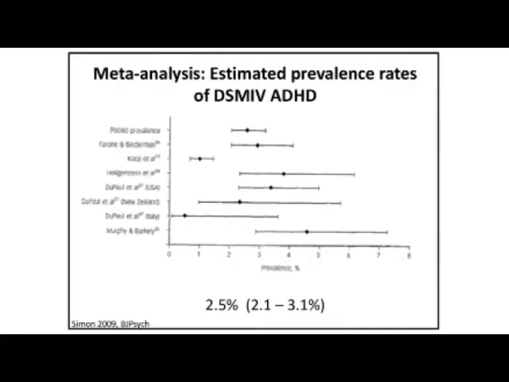Simmons et al. did a meta-analysis. There's another one from Fayed et al. that shows fairly similar data. They were quite strict in the way they selected studies. So, for example, the Kessler study isn't in this meta-analysis, but they estimated that it was about 2.5%, with somewhere between 2 and 3% for DSM-IV ADHD in adults.